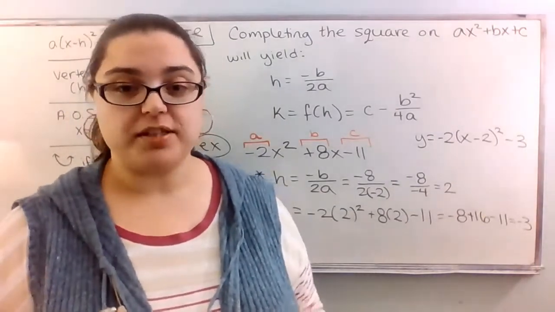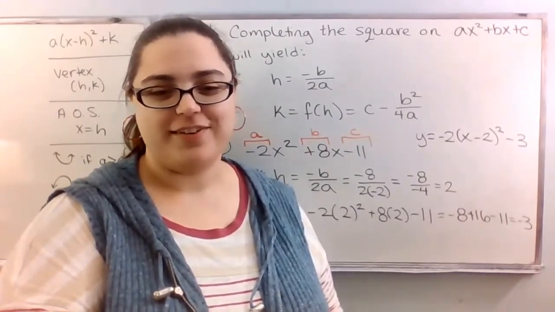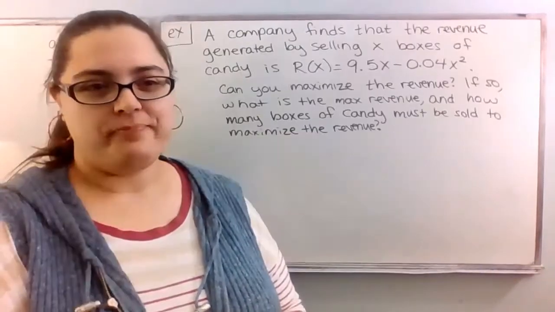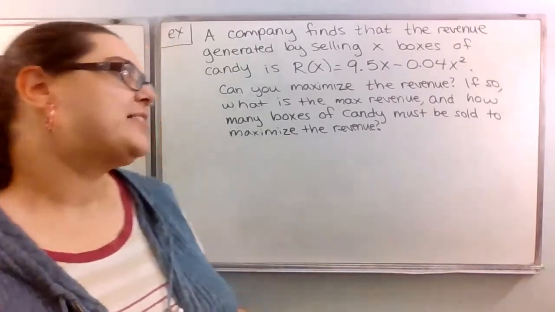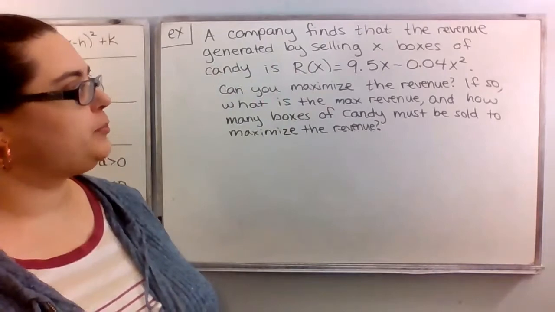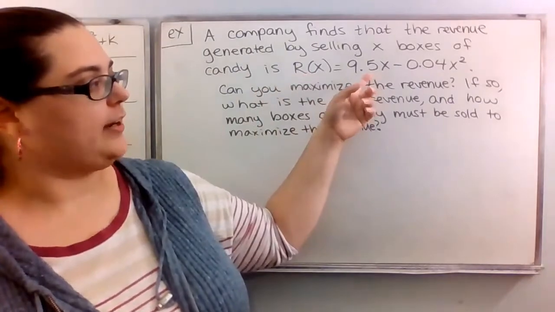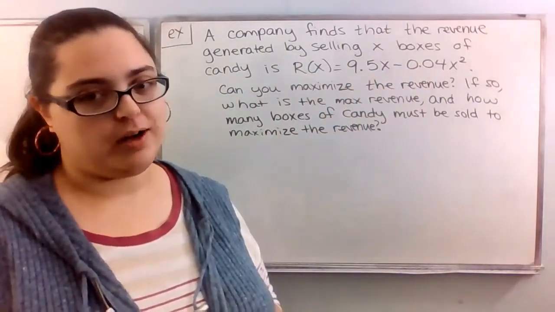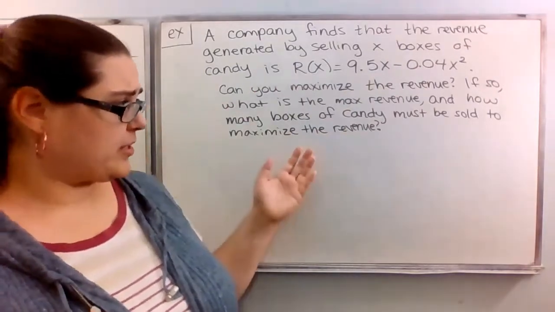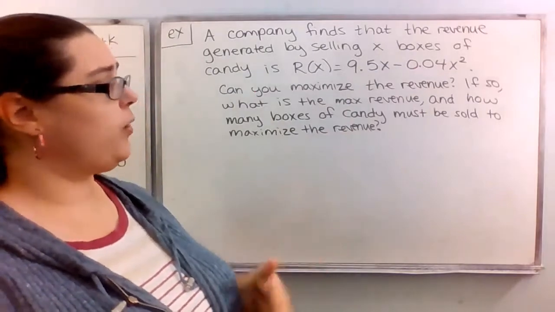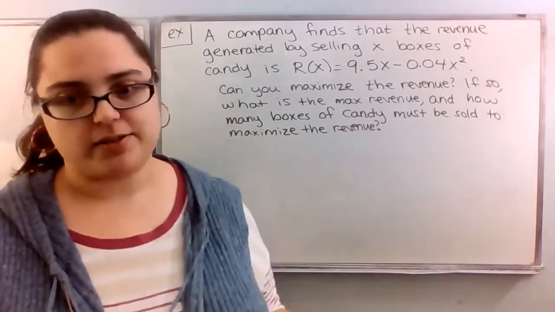Let's do another example of using these formulas, this time applying them to a word problem, everyone's favorite part of math, right? For this example, we're going to be a company that sells boxes of candy. So a company finds that the revenue generated by selling x boxes of candy is given by this function R of x, which is 9.5x minus 0.04x squared. Then we really have like 3 questions. Can you maximize the revenue? And if so, what is the maximum revenue? And how many boxes of candy must be sold in order to maximize the revenue?